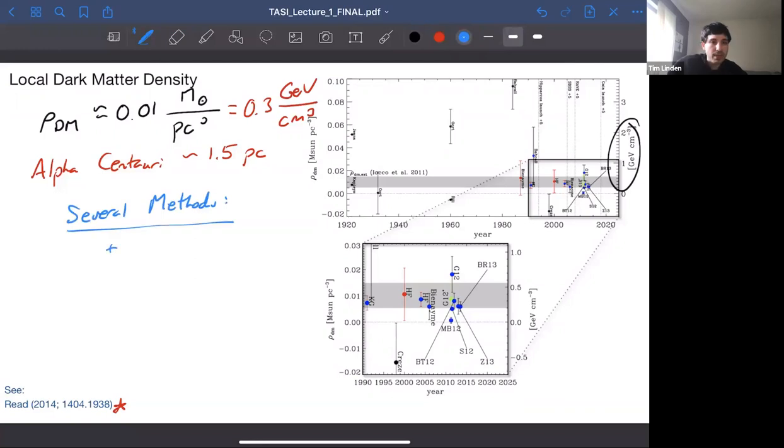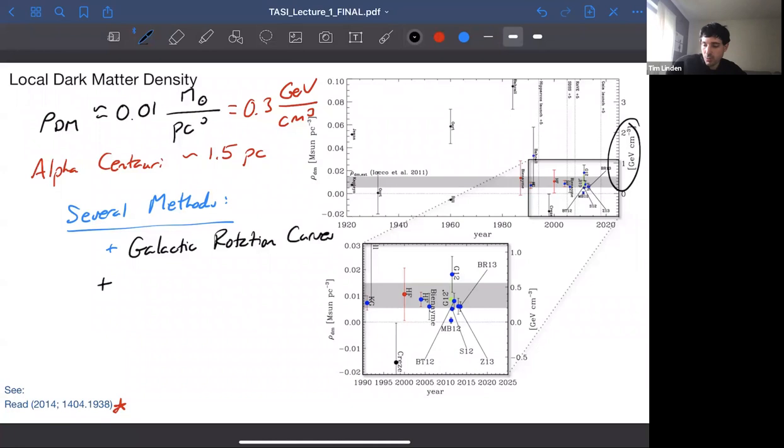The first is from galactic rotation curves. The same way we did this at 35 kiloparsecs, you can do this here and just look, very carefully, and count the number of baryons that exist near our solar position and try to look for some sort of excess.